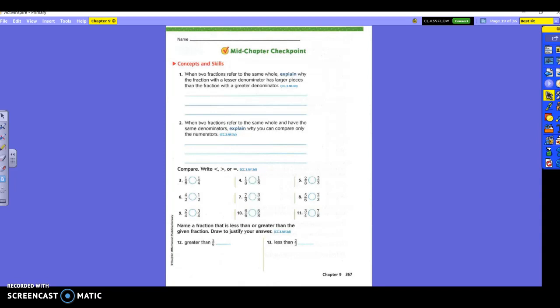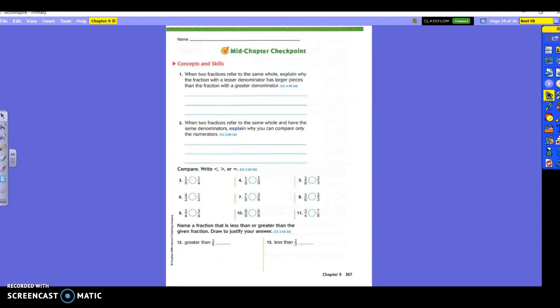When two fractions refer to the same whole, explain why the fraction with a lesser denominator has larger pieces than the fraction with a greater denominator. Okay. A lesser denominator means a denominator that's smaller. Why does a fraction with a smaller denominator have larger pieces than a denominator with bigger pieces?